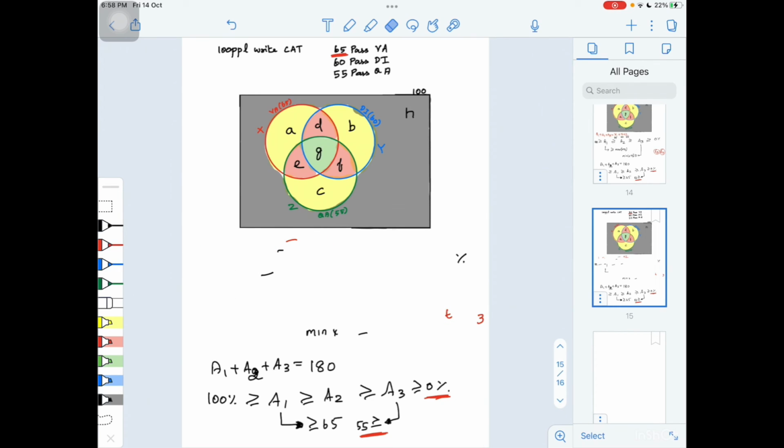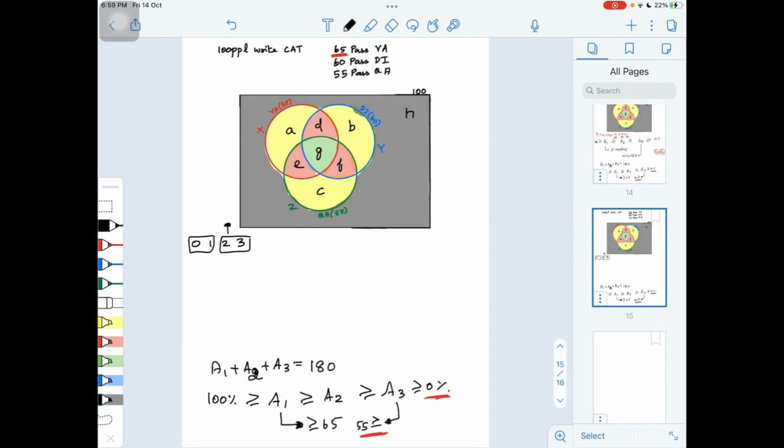So, regarding A2, at least two regions. What is the maximum value of at least two regions? See, in a Venn diagram, there may be zero overlapping region, one overlapping region, two overlapping region, three overlapping region. Now the question that is asked is, what is the maximum value of at least two regions? At least two regions means two overlapping region plus three overlapping region.